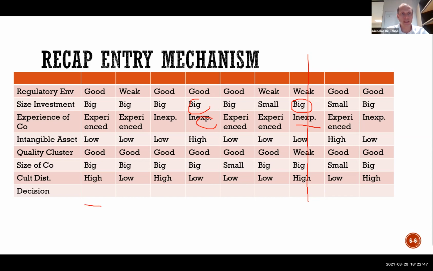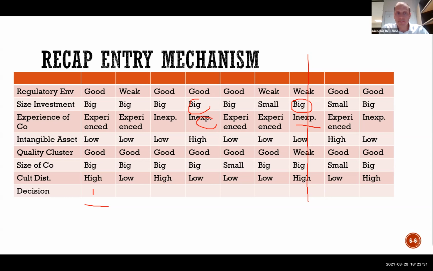So let's quickly go through ideas about number 1. What are your thoughts on a good entry strategy in number 1? We went with acquisition. Any differences? Did all groups go with acquisition? I take that as a yes. I would say joint venture. The reason is that the cultural distance is very high, so it might be risky to go for M&A.